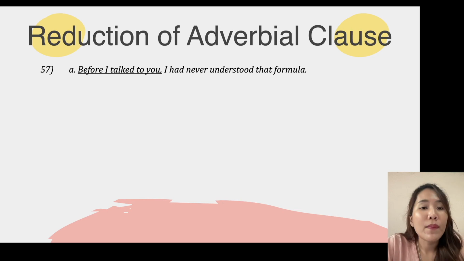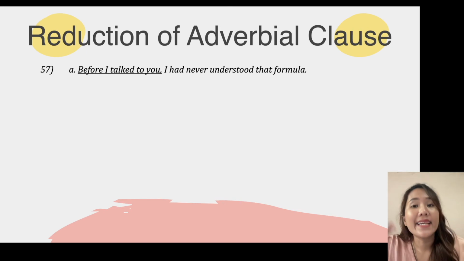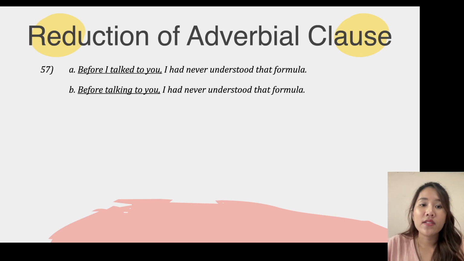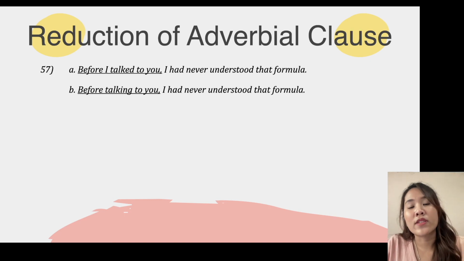For example, "Before I talked to you, I had never understood that formula." "Before I talked to you" is the adverbial clause, since it modifies the main clause, "I had never understood that formula." And in this case, we can reduce the adverbial clause to be a gerundive verb phrase. Since "before I talked to you" and "I had never understood that formula" have the same subject, we can reduce "before I talked to you" to "before talking to you."